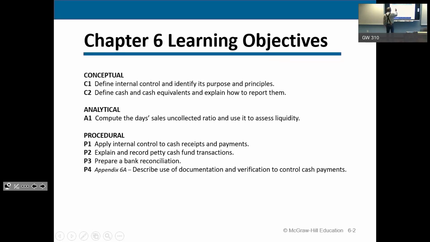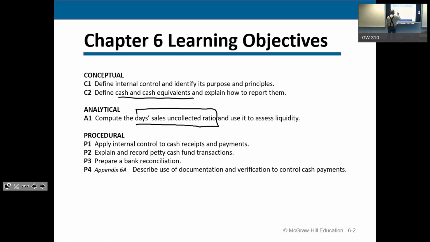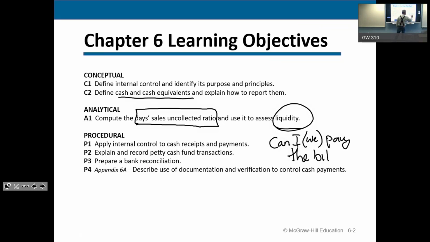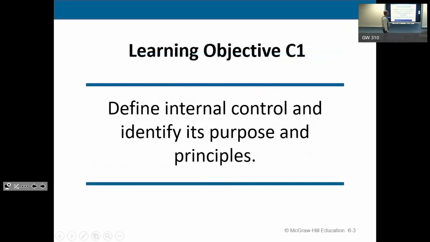So, cash and cash equivalents, how to report them, days sales uncollected. This is a biggie. And this word liquidity. What does liquidity mean? Can I pay my bills? This is the acid test ratio. How liquid are we? Internal controls on cash receipts, petty cash fund transactions, and a bank reconciliation. This is your homework. Petty cash and bank reconciliation. They want you to know how to do that.